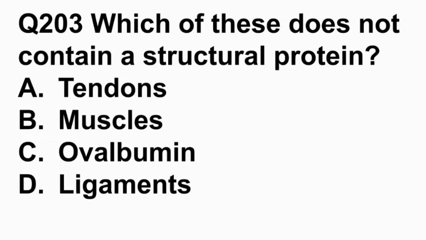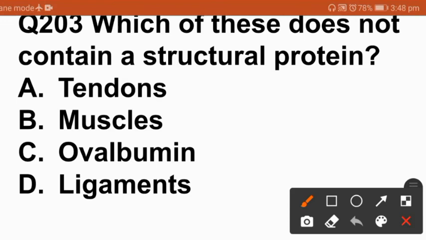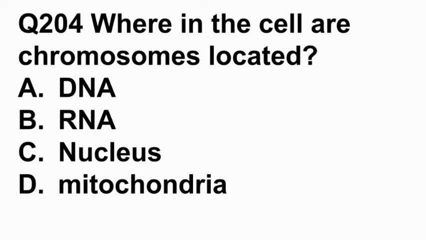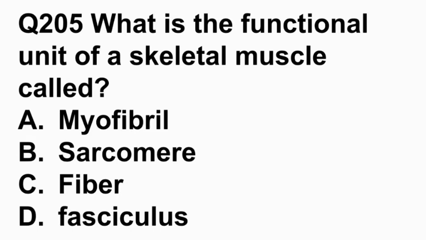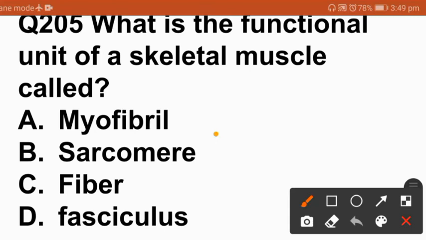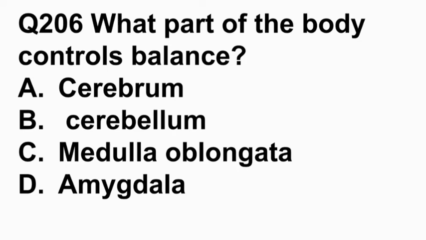23. Which of these doesn't contain a structural protein? B. Muscles. Where in the cell are chromosomes located? C. Nucleus. What is the functional unit of a skeletal muscle called? B. Sarcomere. What part of the body controls balance? B. Cerebellum.